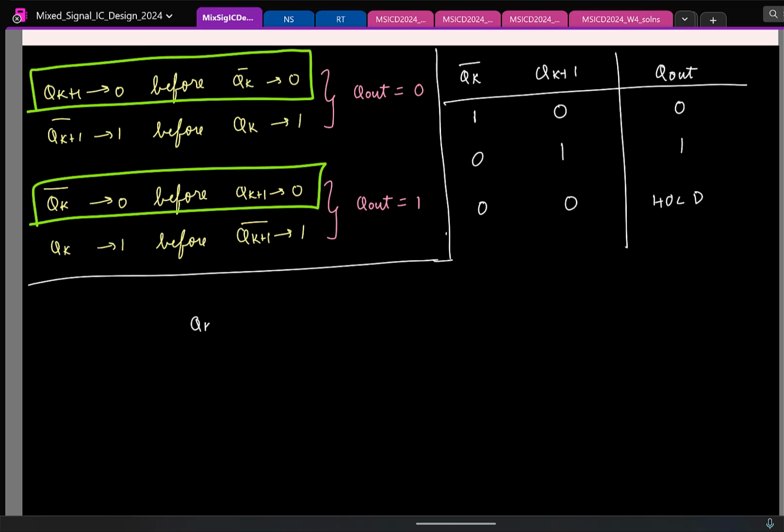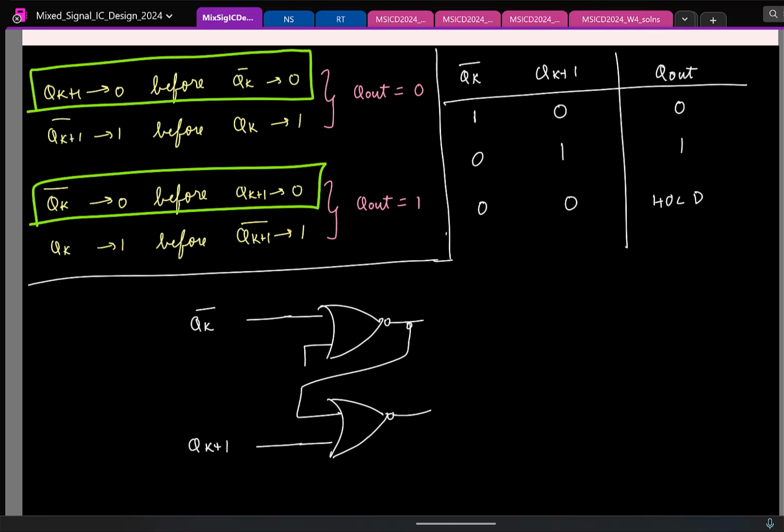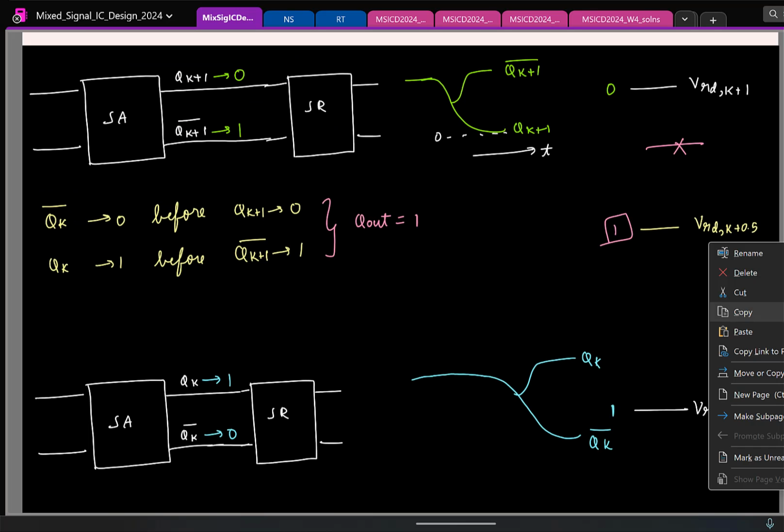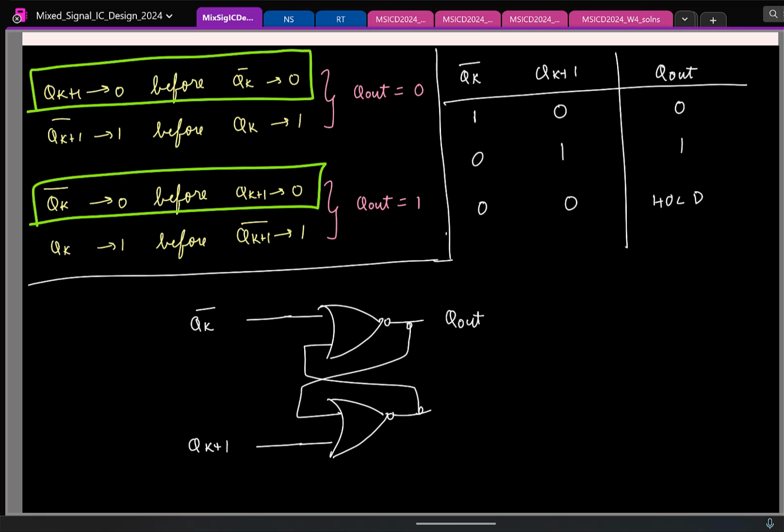I will feed Qk bar to this, Qk plus 1 to this, give it to a NOR-based SR latch, and one of them will give you Q out. I think this is Q out. I don't know if this is Q out, you can work out, but you get the idea. So the solution is now pretty simple. All I have to do is the following. Let me copy paste this.